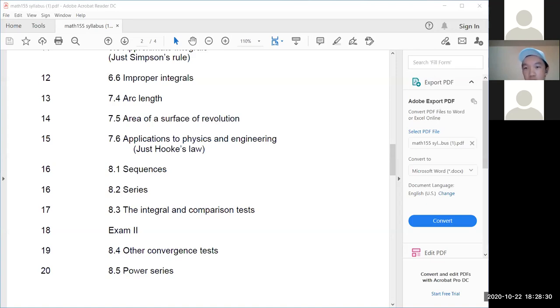It is possible that the exam's on November 12th. So that's just an estimate. Nothing is confirmed yet, guys. I still don't know when the test will be, but the estimate is November 12th. I'll update you once I'm sure of it. Any questions?